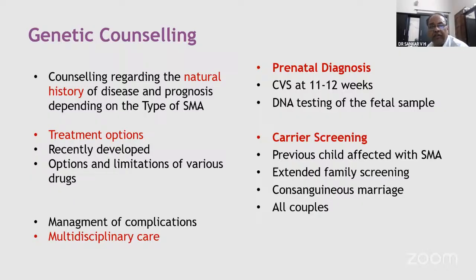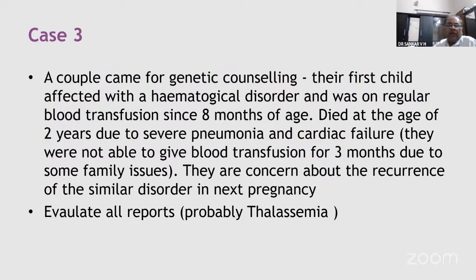Okay. So then we will go to the third case. A couple came for genetic counseling. So there we have discussed a condition where 100% of cases will have the same type of mutations, like SMA, where all are deletions. Whereas here you see that a couple came for genetic counseling.